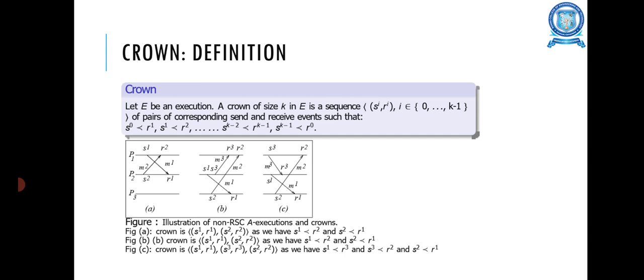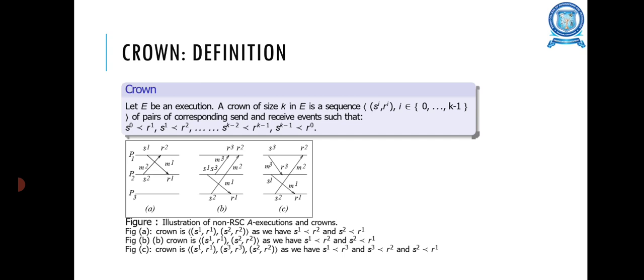Here i belongs to 0 to K minus 1, of pairs corresponding to send and receive events, such that S0 precedes R1. Likewise, S1 precedes R2. Okay, this figure illustrates the non-RSC asynchronous executions and crowns.